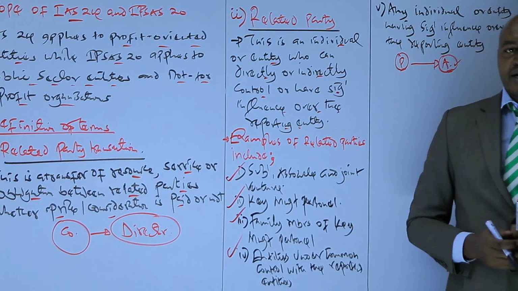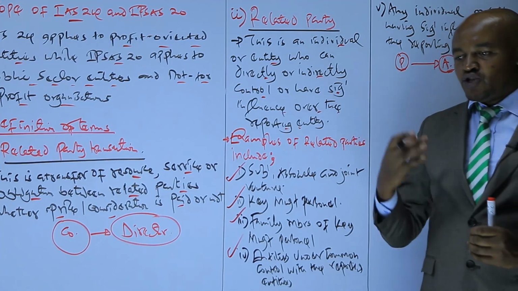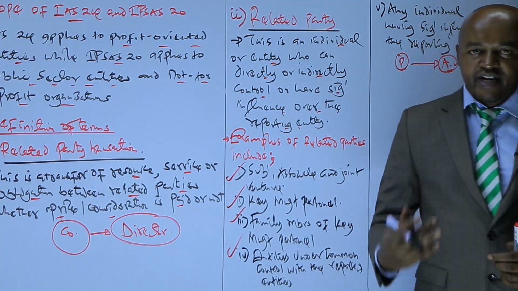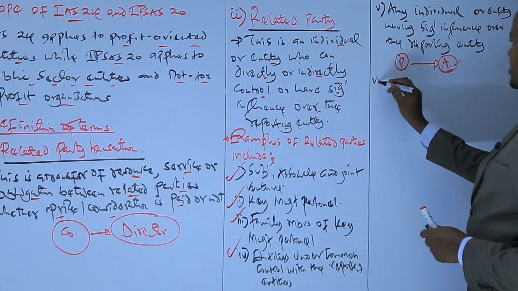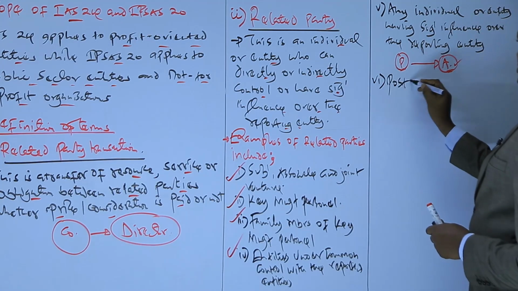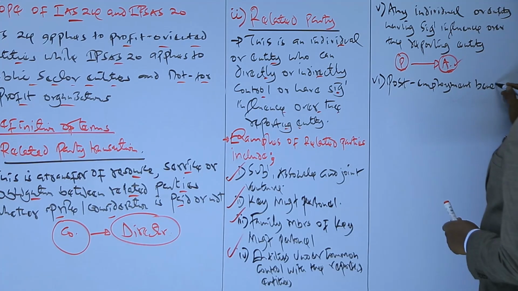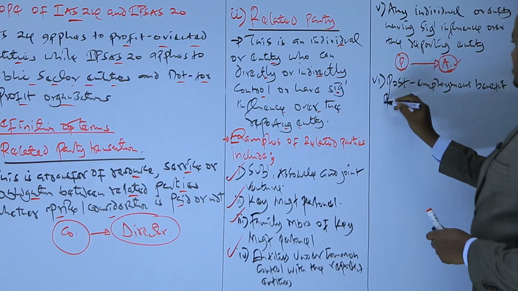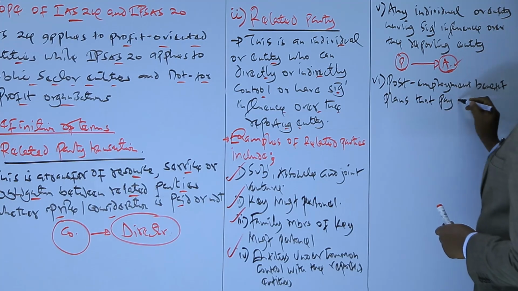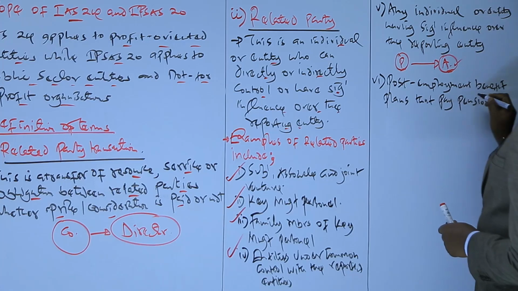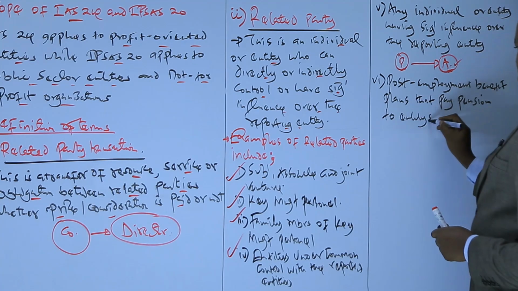Post-employment benefit plans that are supposed to pay some pension to the employees of an entity. So we are talking of the post-employment benefit plan, number 6: benefit plans that pay pension to the entity's employees.